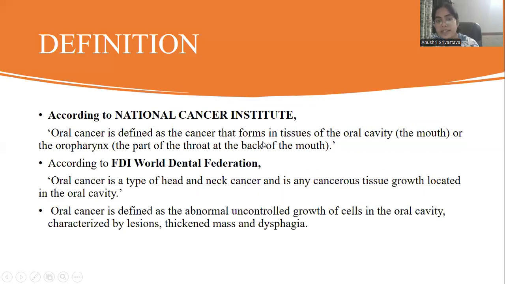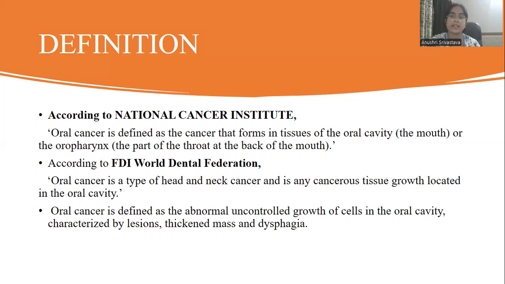The National Cancer Institute defined oral cancer as the cancer that forms in tissues of the oral cavity, the mouth, or the oropharynx, the part of the throat at the back of the mouth. It means the National Cancer Institute not only defined oral cancer as mouth cancer or oral cavity cancer, but it also includes oropharynx cancer. And according to the FDI World Dental Federation, oral cancer is a type of head and neck cancer and is any cancerous tissue growth located in the oral cavity.